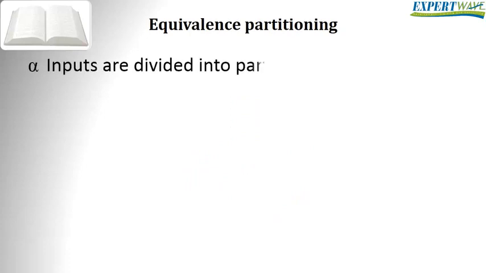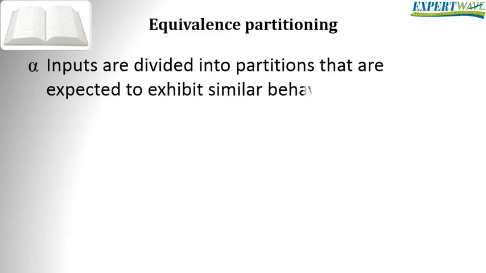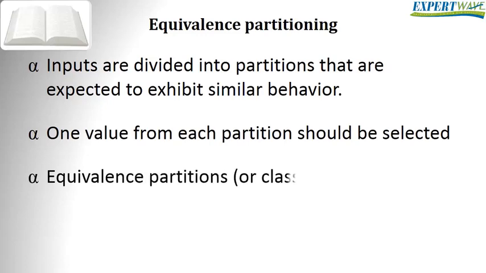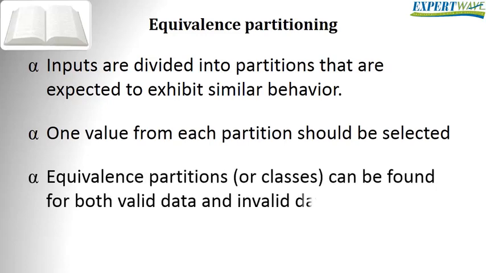Equivalence partitioning is based on the idea that inputs are divided into partitions that are expected to exhibit similar behavior. One value from each partition should be selected. Equivalent partitions, or classes as some books might refer to them, can be found for both valid data and invalid data, applicable at all levels of testing. Remember the levels of testing: component testing, integration testing, system testing, acceptance testing, and so on.